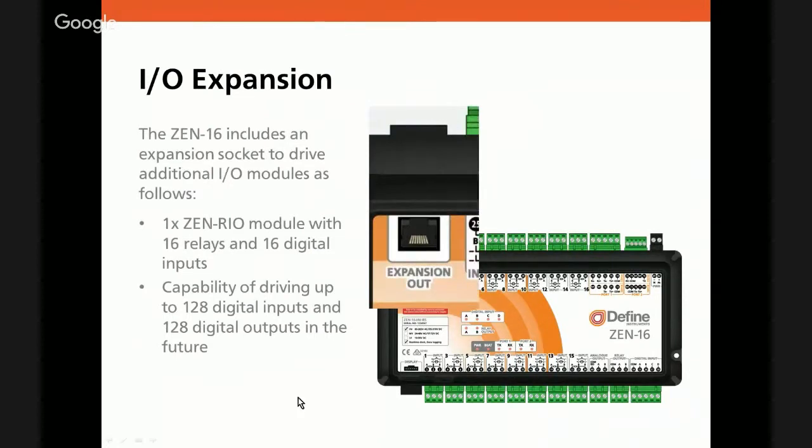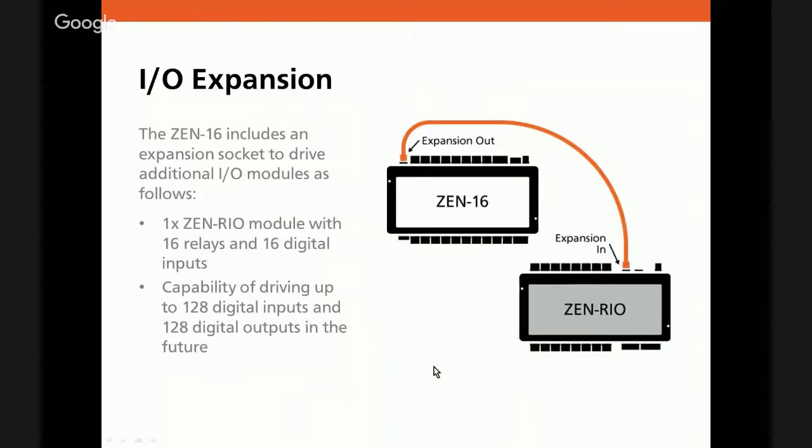The Zen-16 also has an I/O expansion port. As I said, this allows you to connect the Zen-16 to a Zen Rio, which is one of our daughter modules that goes with the Zen-16. The Zen Rio has 16 relay outputs, each with a single pole double throw changeover contact. And it also has 16 extra digital status inputs. And we can actually cascade 2 Zen Rios together, which would give you a total of 32 extra relay outputs and 32 extra digital status inputs.